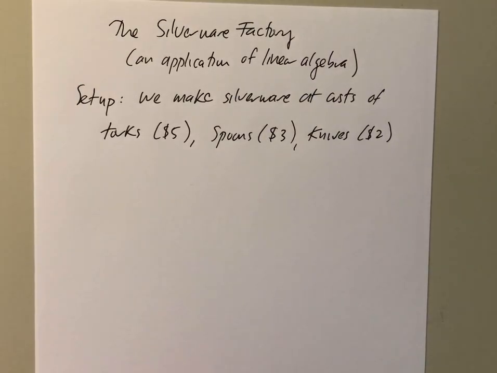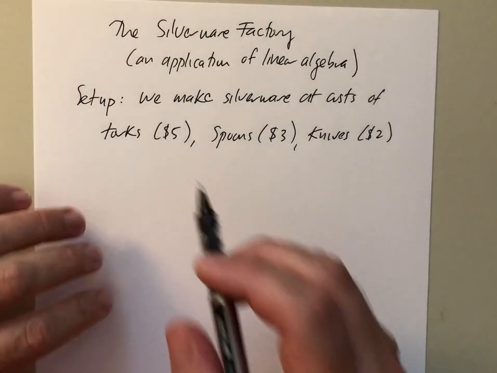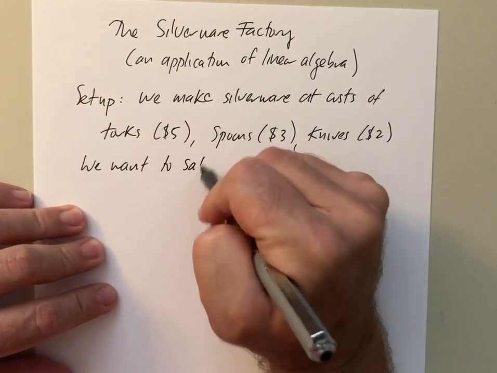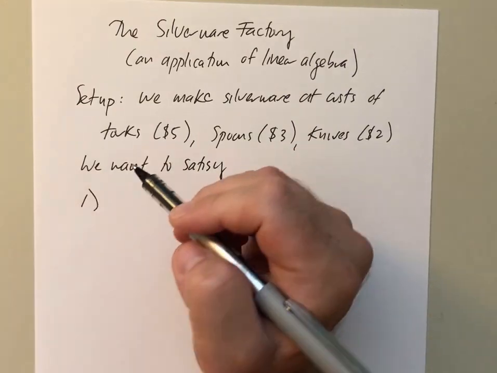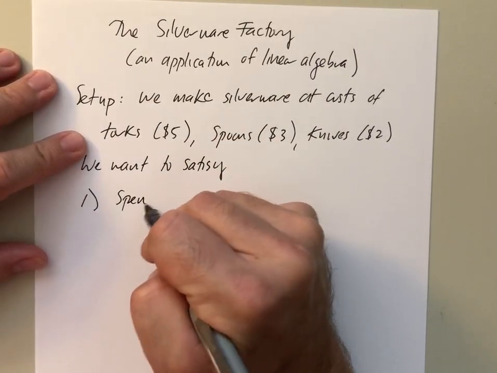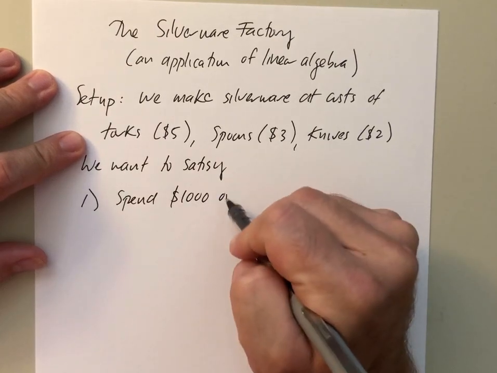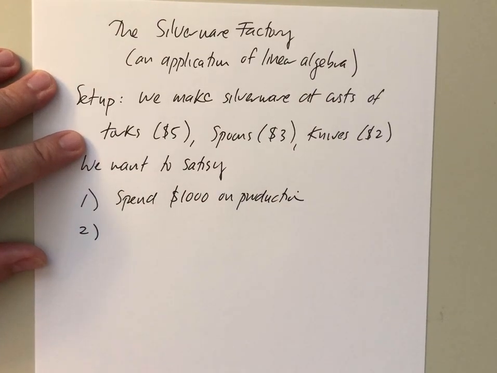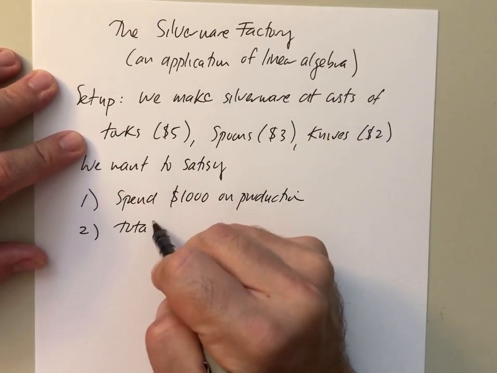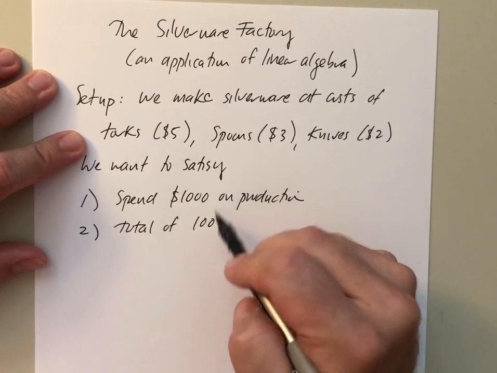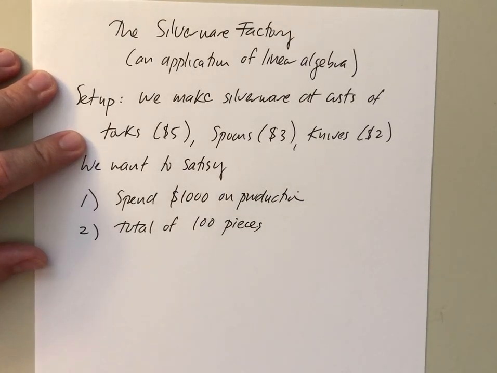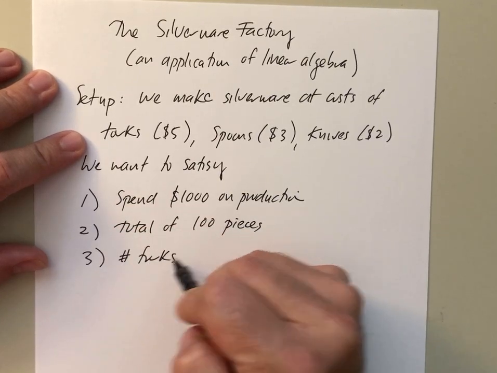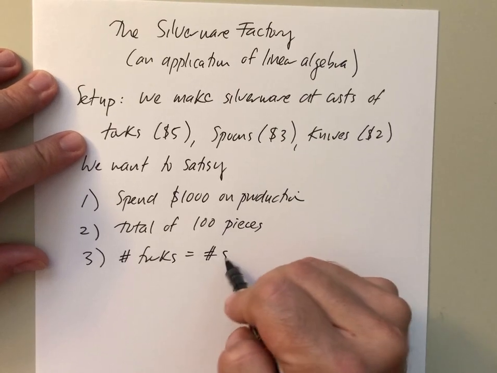So we're in this factory. Our goal is, maybe our boss tells us that we want to satisfy various things. The first thing I want to satisfy is I want to spend $1,000 on production. The second thing that I've been told to satisfy is I want to make a total of 100 pieces, let's say. Okay? And then the last thing is that the number of forks should equal, say, the number of spoons produced.